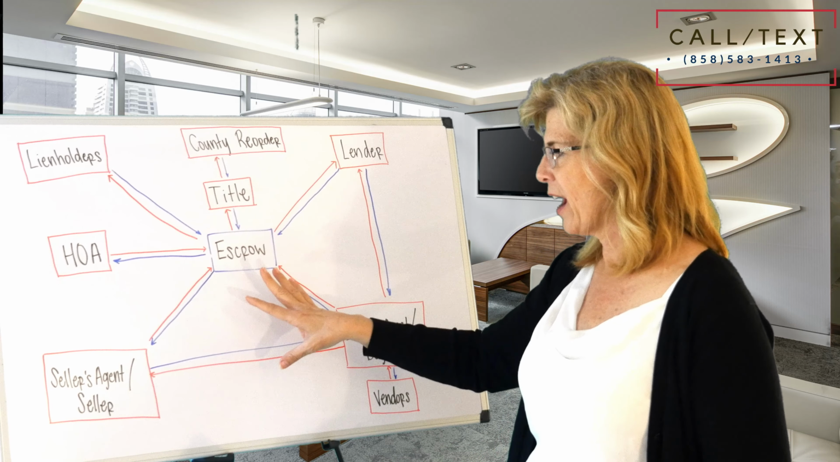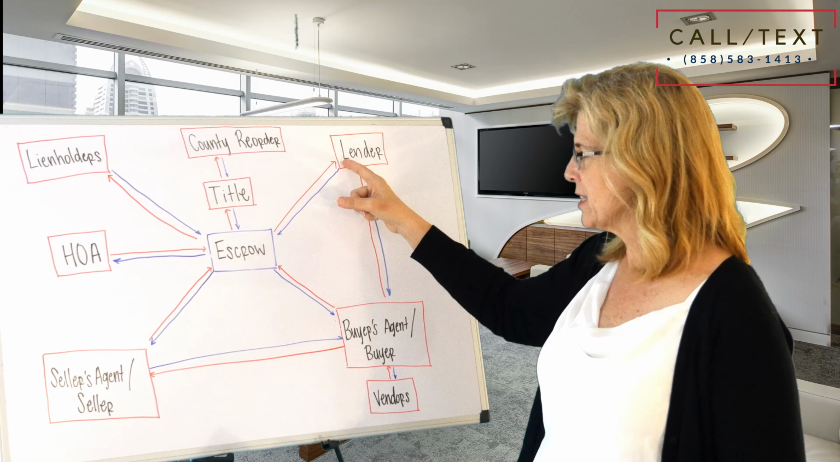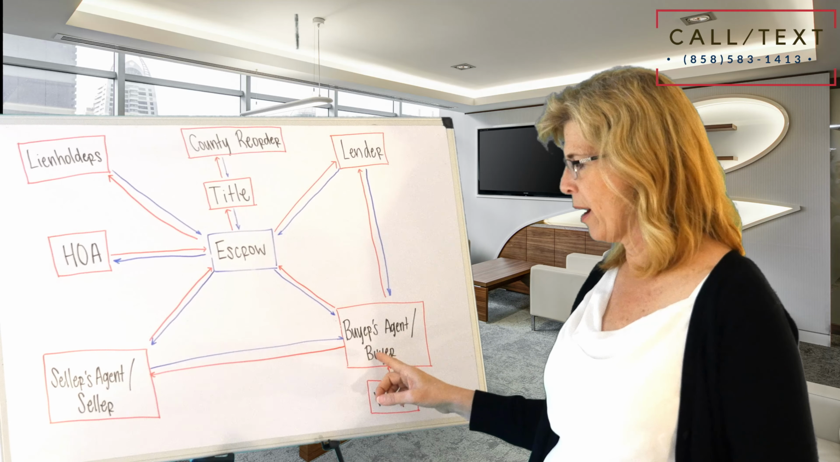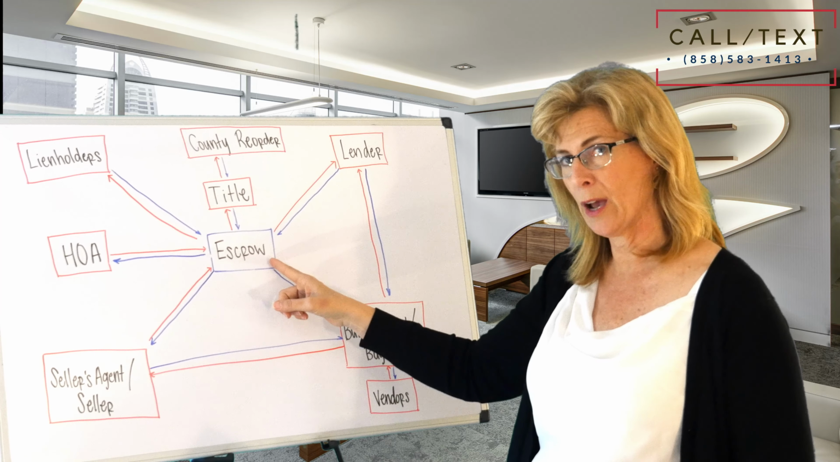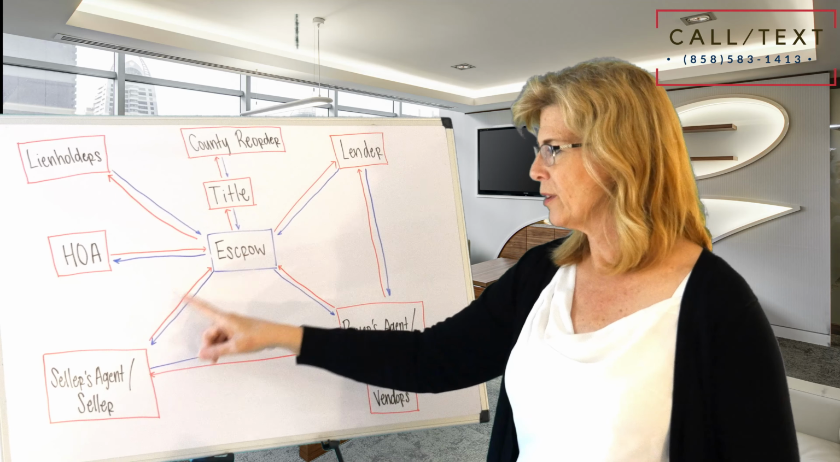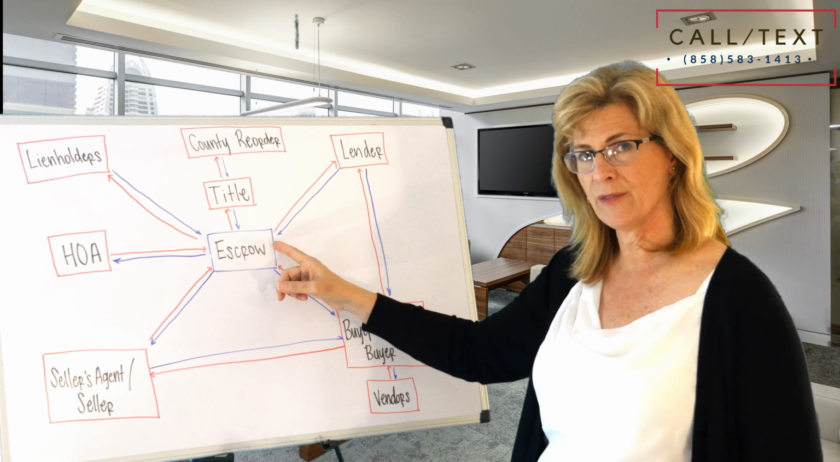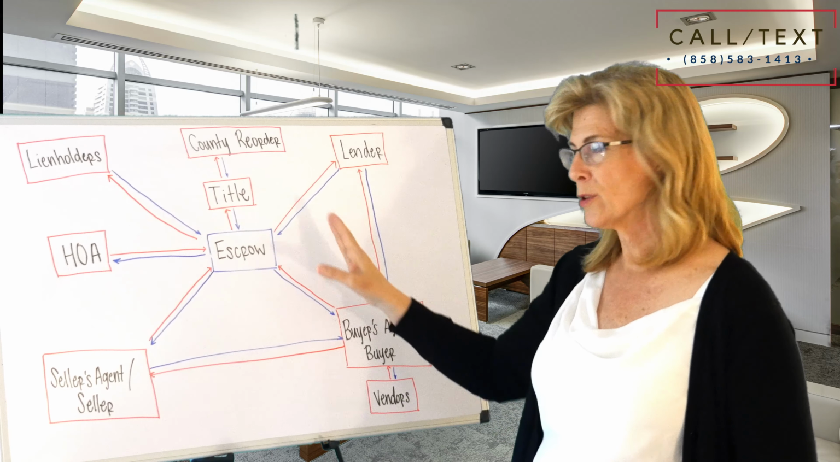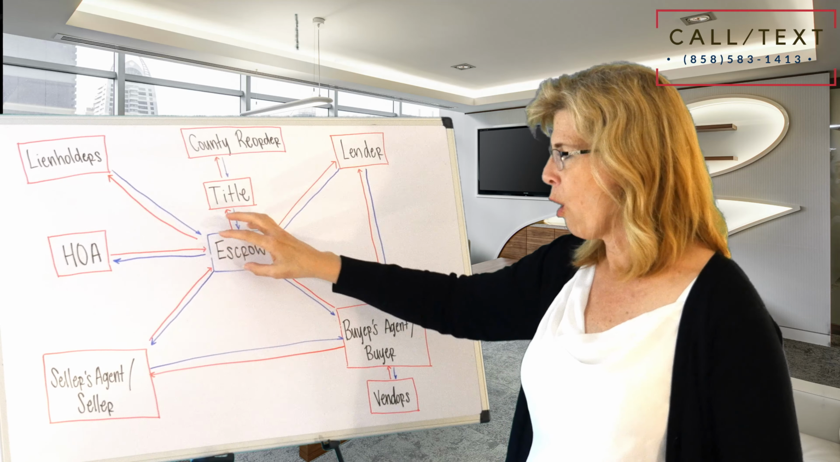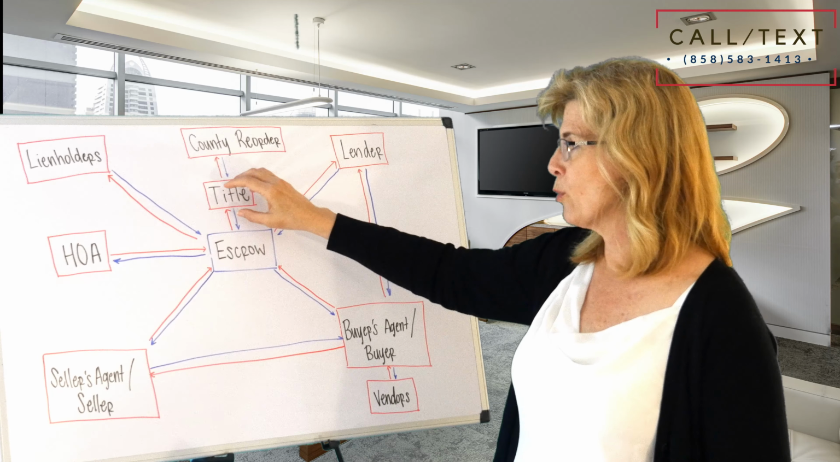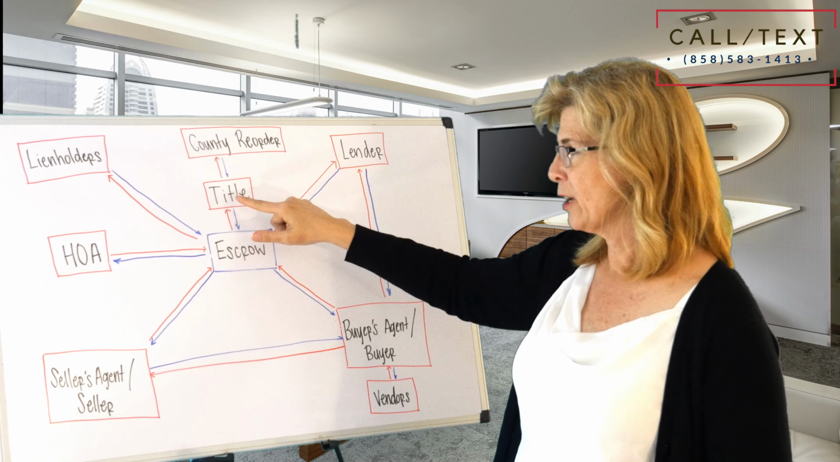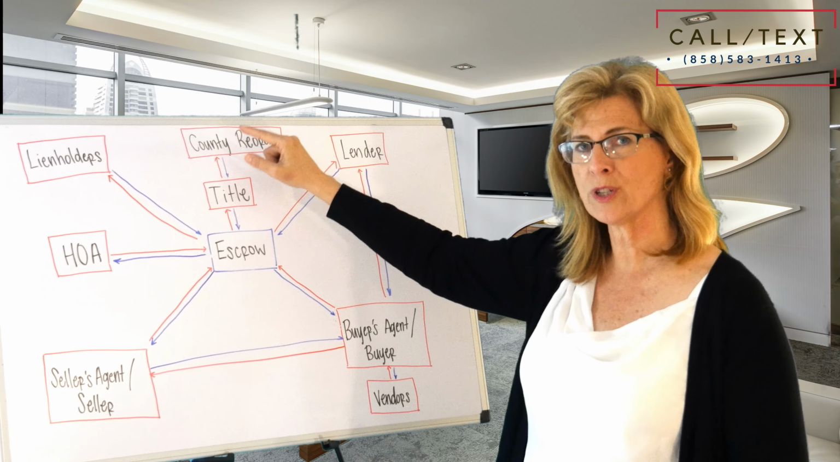And then at the very end, when the lender is sending the money in, the buyer's side is going to send in the balance of their down payment, the seller will have sent in their grant deed, and the lender will have sent in the balance of money if the buyer is using a loan. And all of those documents and that money will go to title, and then the title company will take it to the county recorder to be recorded.